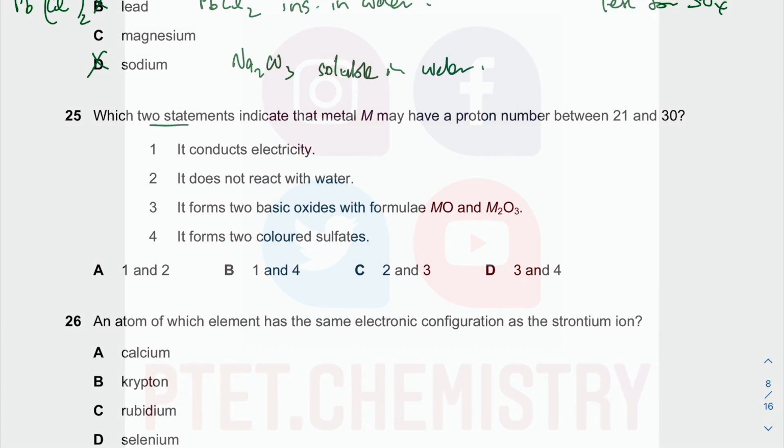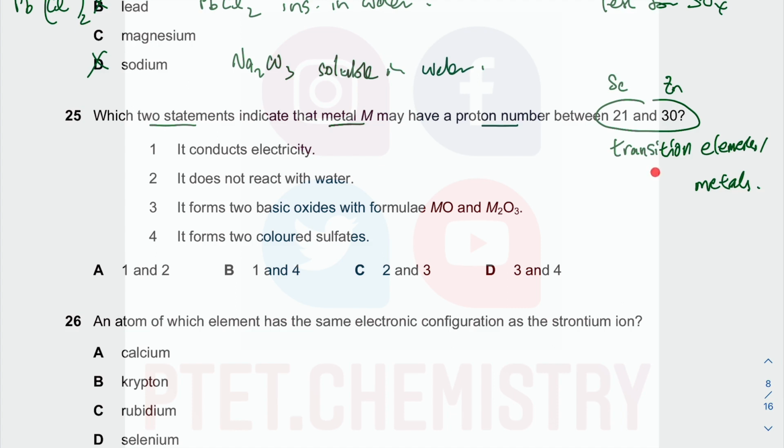25. Which two statements indicate that metal M may have a proton number between 21 and 30? So 21 is actually scandium all the way to zinc. So we are looking at what kind of properties can tell you they are transition elements or transition metals. What is characteristic about transition elements and metals? Not necessarily just about any metals, because all metals conduct electricity. So it's very hard, if you're just looking at statement 1, to know that they are transition elements. It's got to be something special about transition elements.